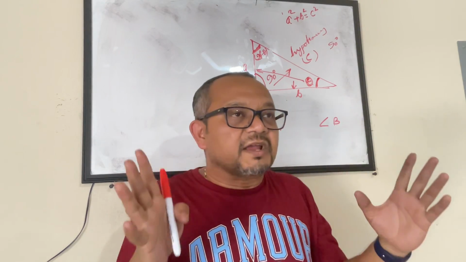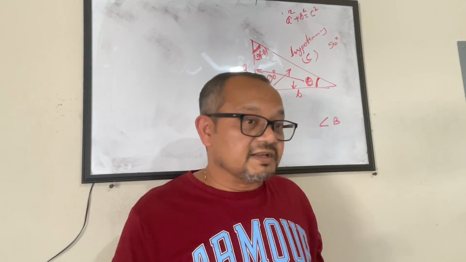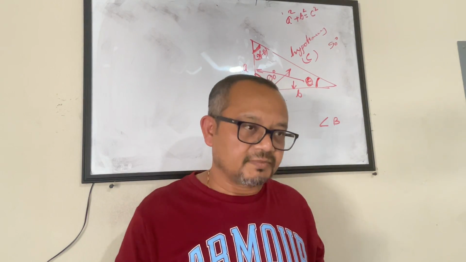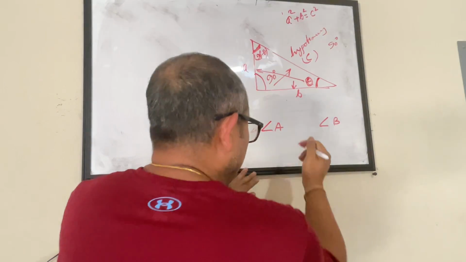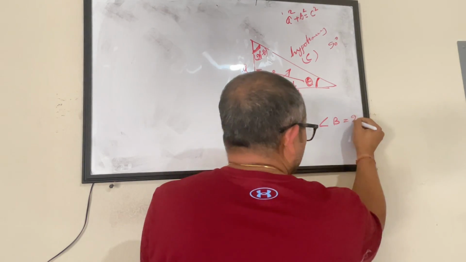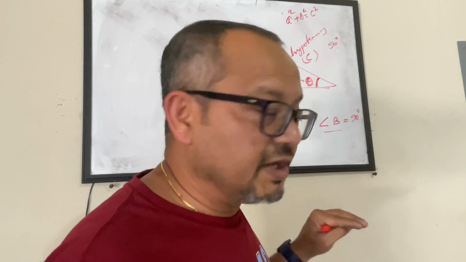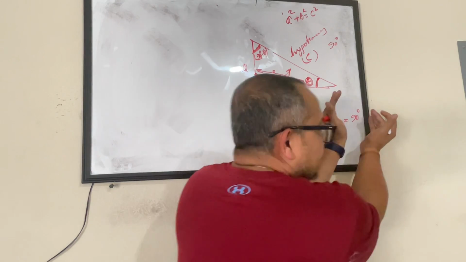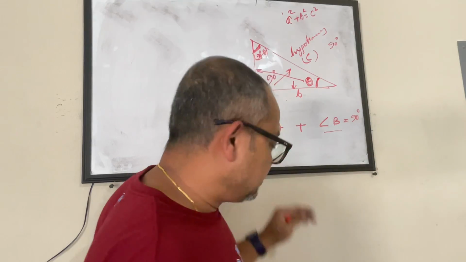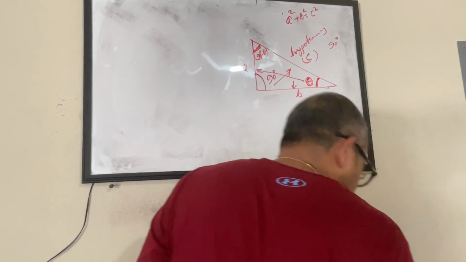So if there are two angles such that the sum of the two angles is 90 degrees, that is called complementary. So they are called complementary angles. If angle A plus angle B is equal to 90 degrees, then angle A and B are called complementary angles. Meaning A complements B or B complements A to add up to 90 degrees. So why am I talking about complementary angles all of a sudden, we'll come to that.